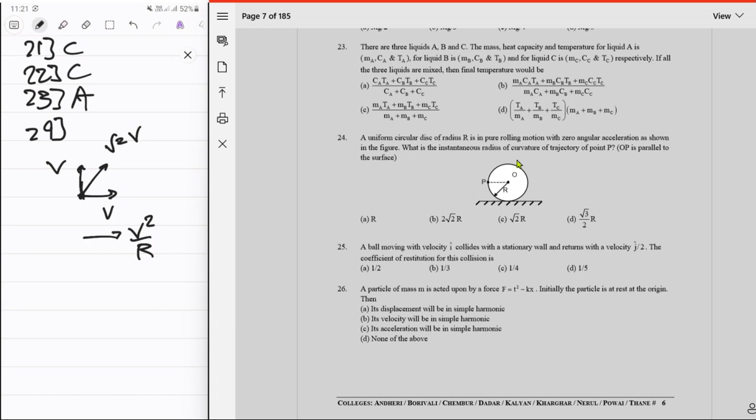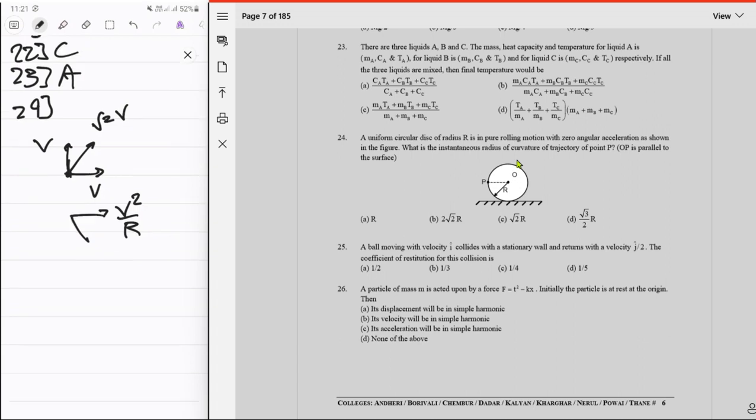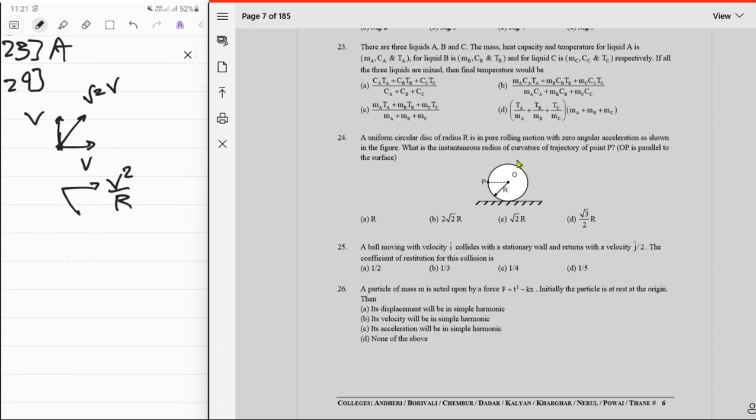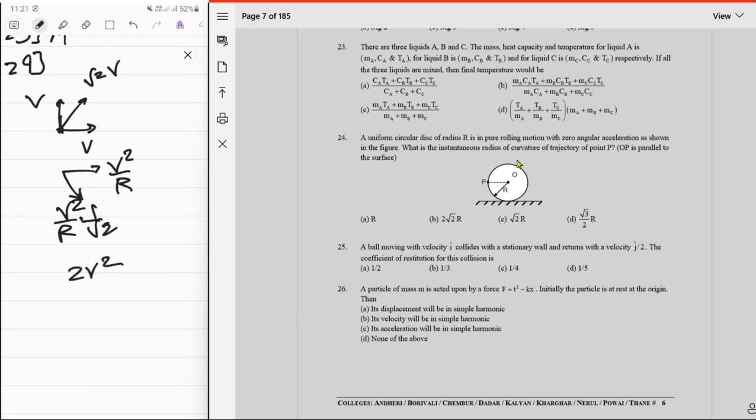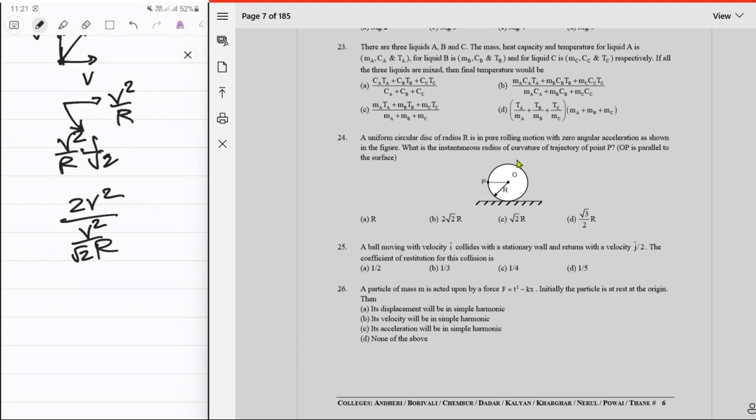So how do we do it? How do we find the center of curvature? We distribute this, like the tangential acceleration. So 2v squared upon the normal acceleration v square upon r times 1 upon root 2. That's the direction. So 2v square upon v square upon root 2 r, which means 2 root 2 of r. So B is the answer.